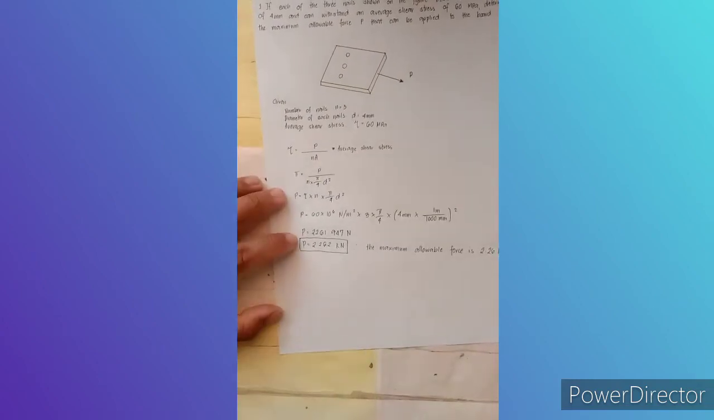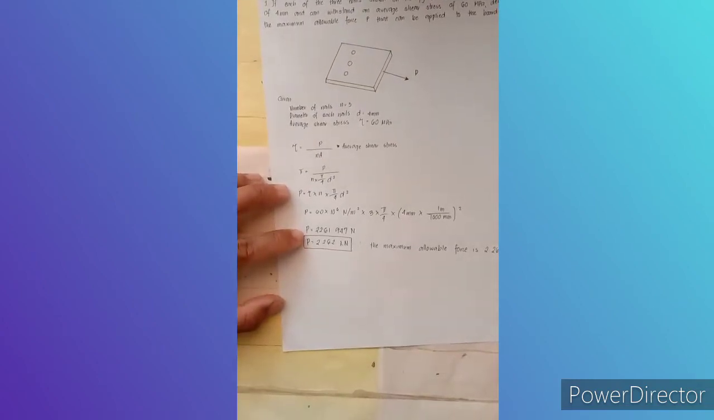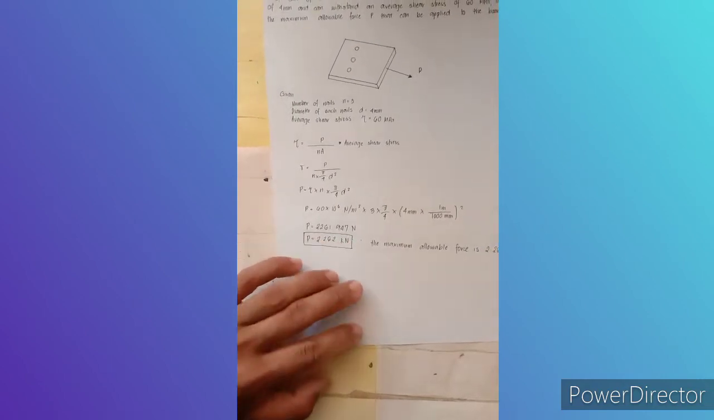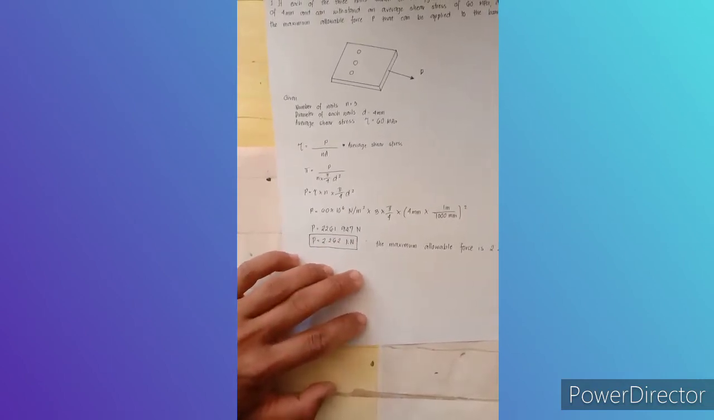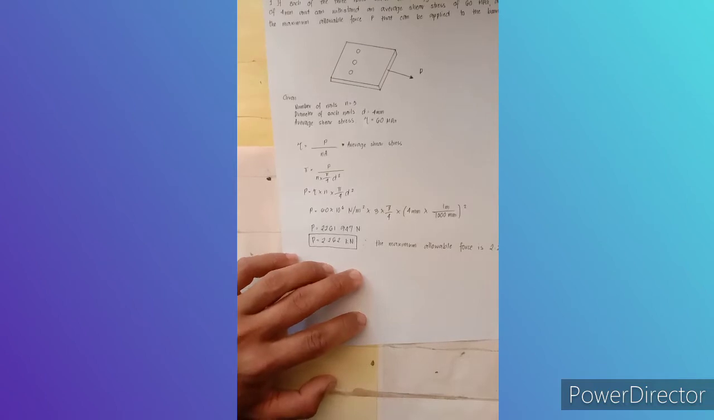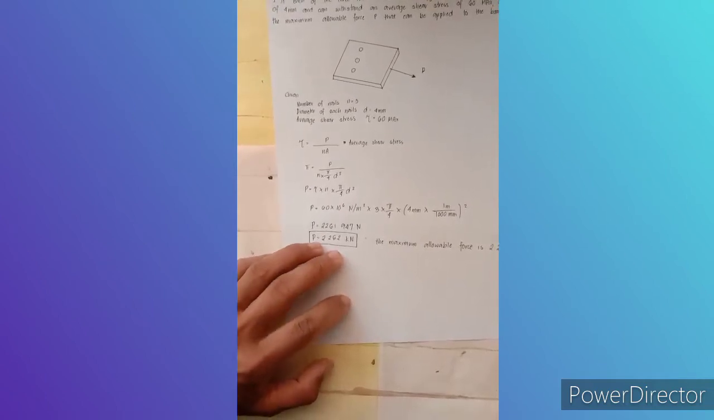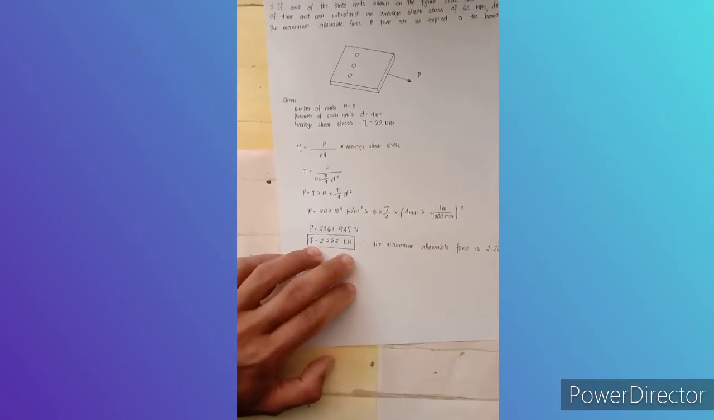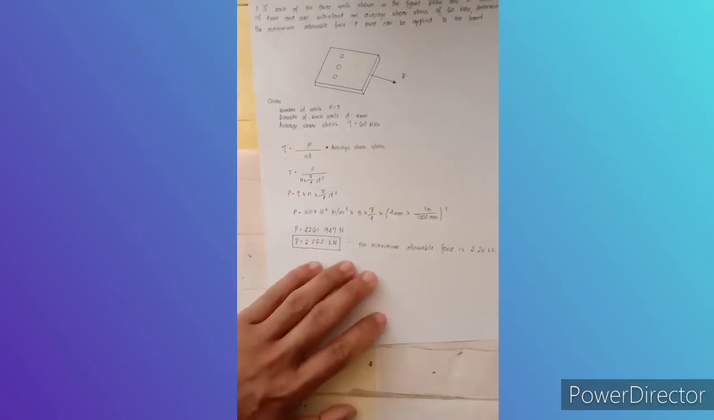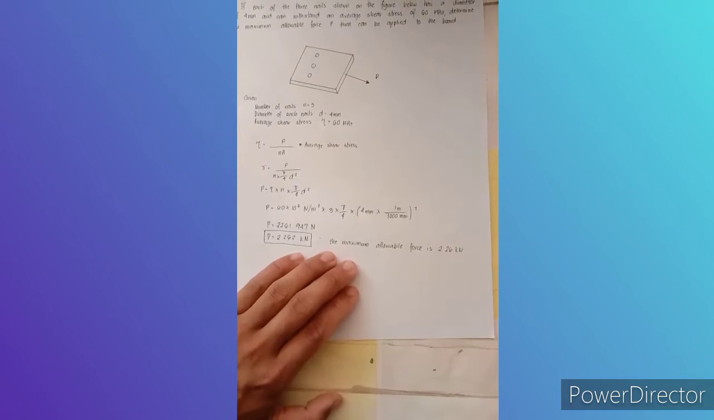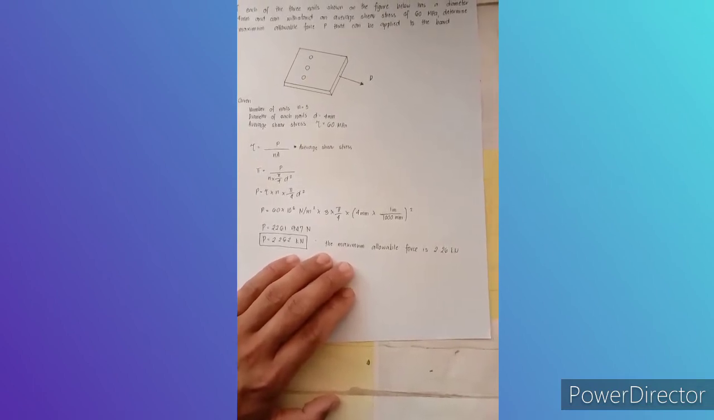So our P is equals to 2261.947 Newton. So convert it into kilonewton. So the result will be P is equals to 2.262 kilonewton. So therefore, the maximum allowable force is 2.26 kilonewton.